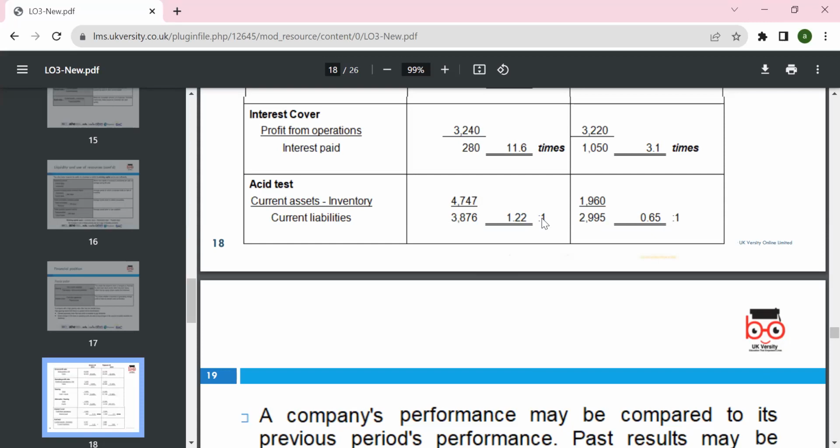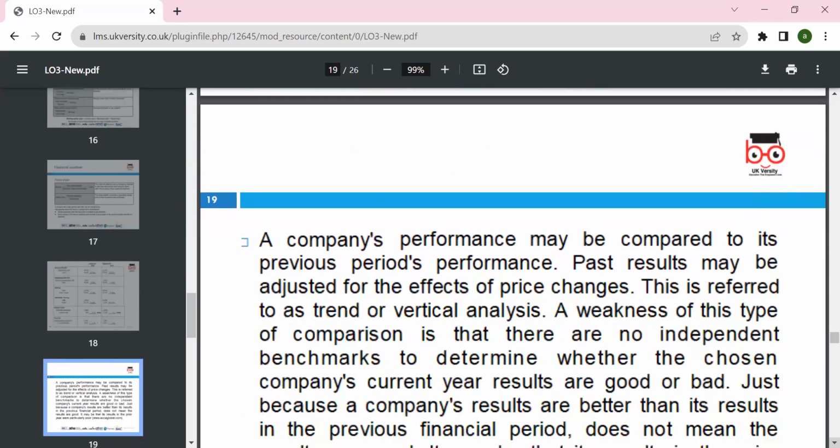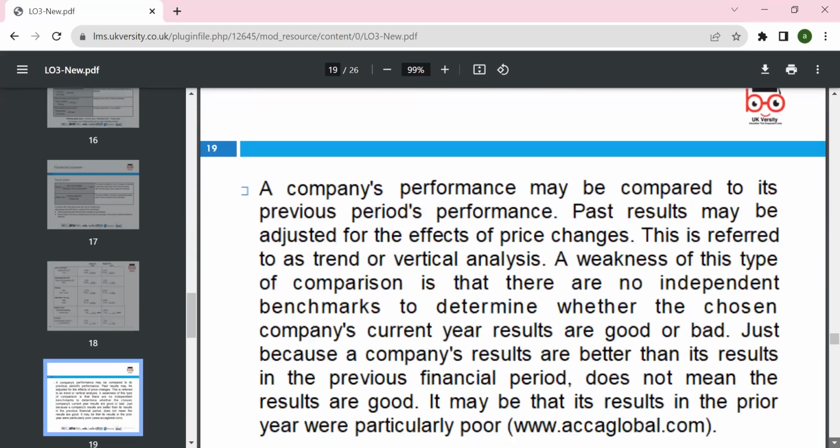is 1. And the other's asset is 0.6 and their liability is 1. So it indicates that Anika is well off, with better financial positions of the company. The company performance may be compared with the previous period. We can look at the past results.